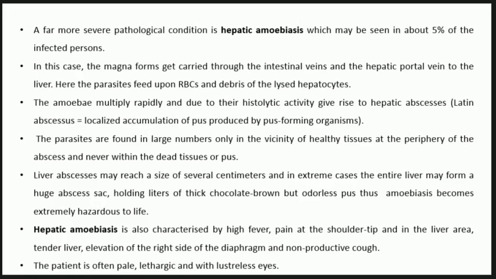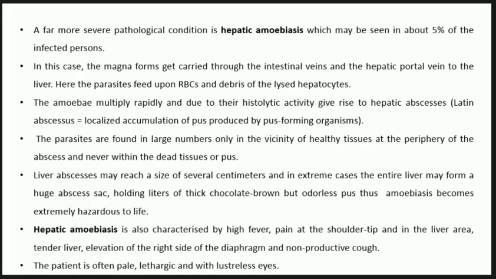Elevation of the right side of the diaphragm and a non-productive cough will be there. Okay, and then histolytica causes inflammatory pathological changes in the infected person. Conjunctiva, cornea or retina infection can also occur. Often the person is pale, lethargic, with lustreless eyes, or does not feel any energy, because the liver is extremely damaged or having some problem.